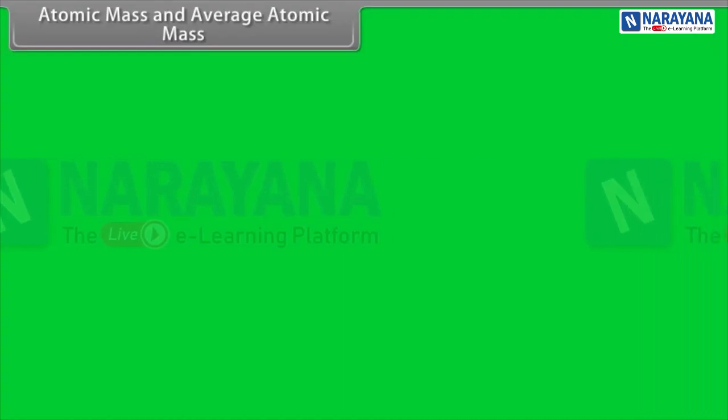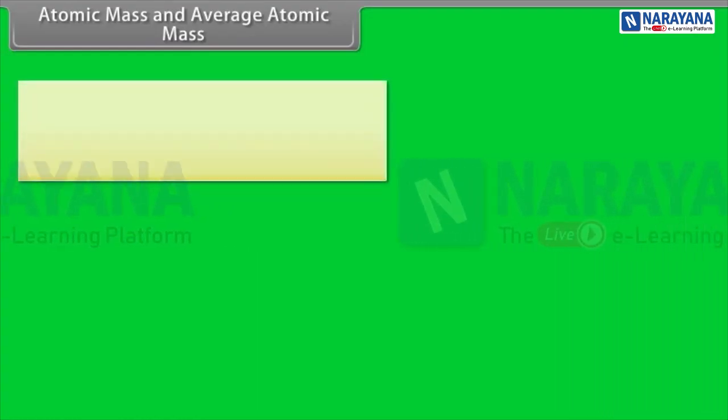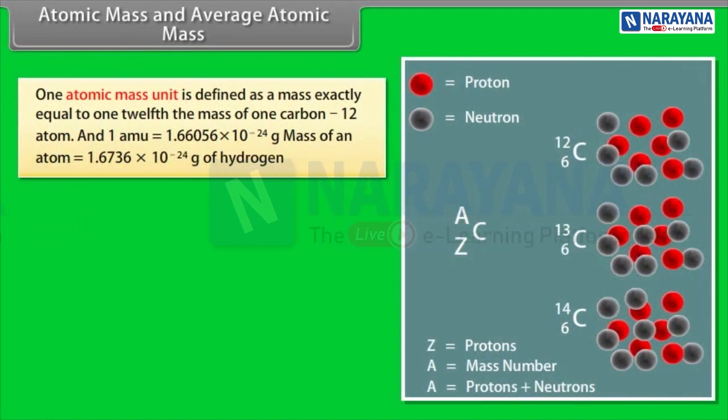Atomic mass and average atomic mass. One atomic mass unit is defined as a mass exactly equal to 1/12th the mass of one carbon-12 atom. And 1 AMU is equal to 1.66056 × 10^-24 gram. Mass of an atom of hydrogen is equal to 1.6736 × 10^-24 gram.